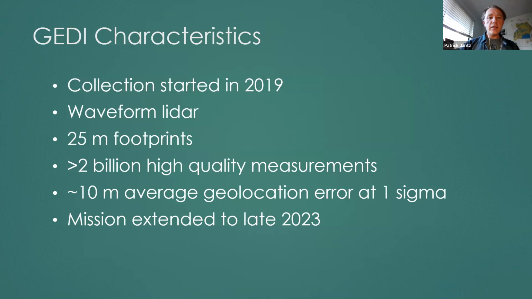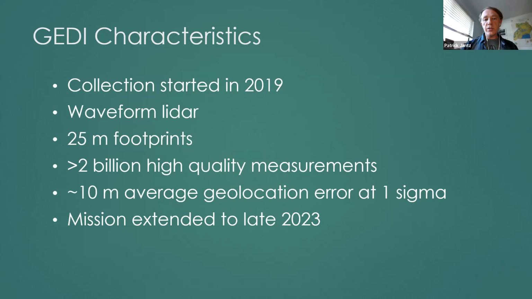It started collecting data in 2019. It's a waveform LiDAR. The footprints are a little coarse, at 25 meters, so about a forest stand scale. We do lose a little bit of the spatial representation of the vegetation, but we still get pretty good vertical resolution within those 25-meter footprints. And we've got several billion high-quality measurements from GEDI, from 50 degrees north to 50 degrees south. So it's a quantum leap in the number of structure observations that we're able to work with now.